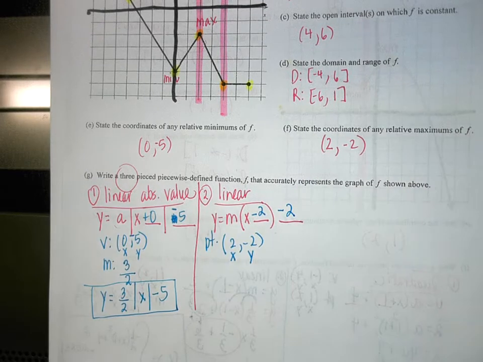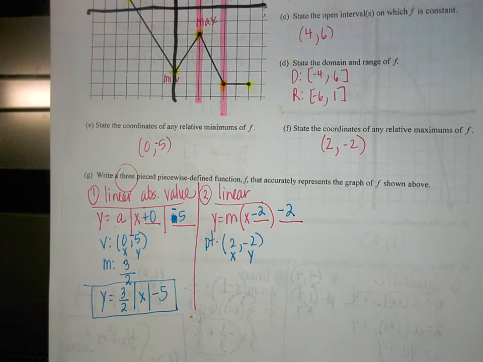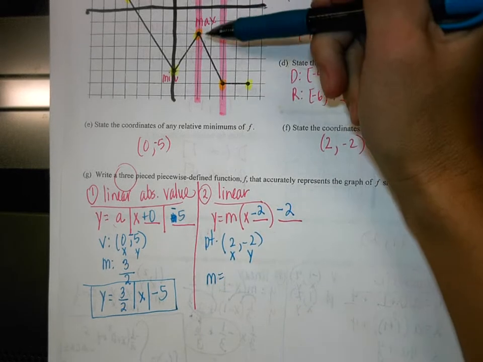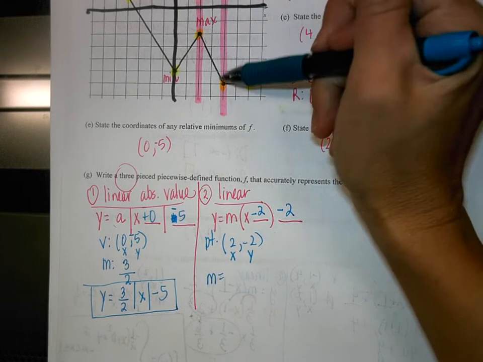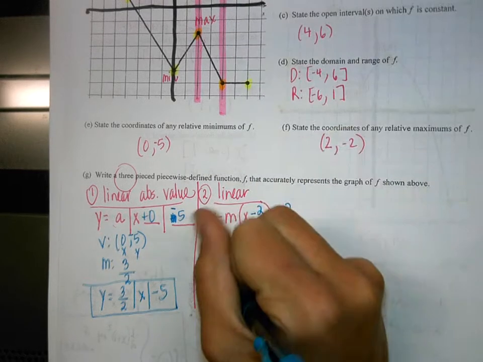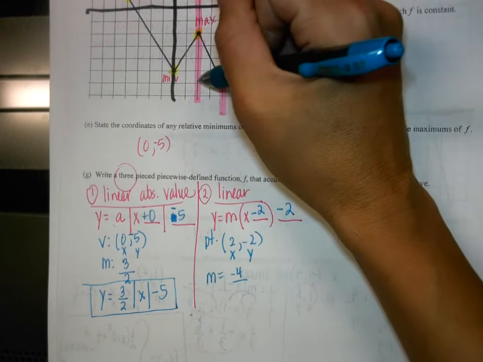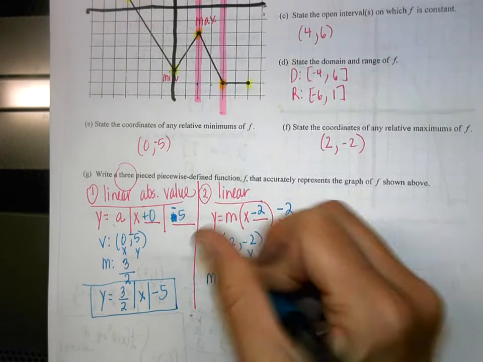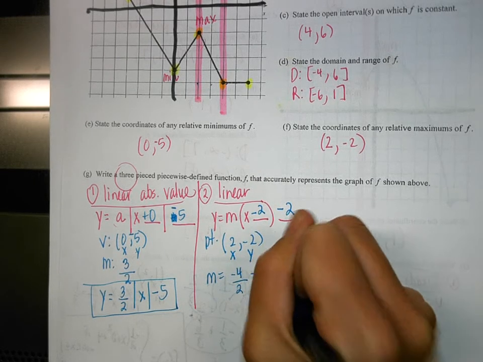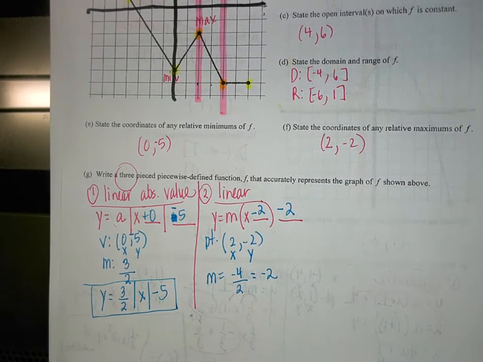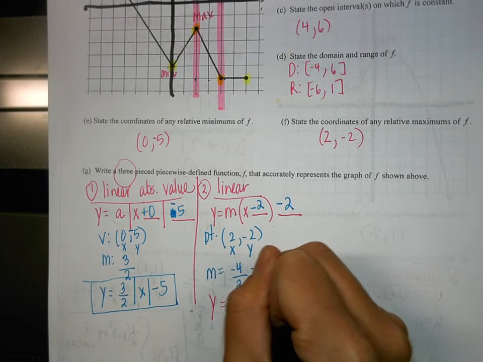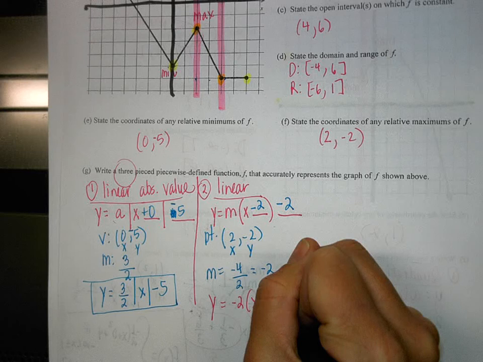Okay? What is my slope? So yeah, if we count from this point to this point, it's going down 1, 2, 3, 4. So -4, and then right 1, 2. So -4 over 2, which reduces to -2. So if we take that and write it into our equation, we have y equals -2 times (x minus 2), minus 2.